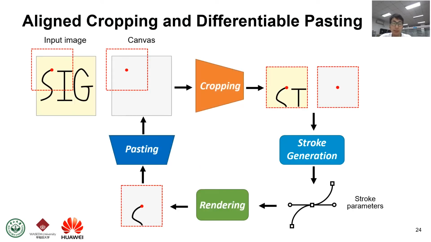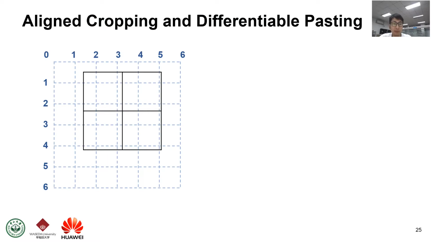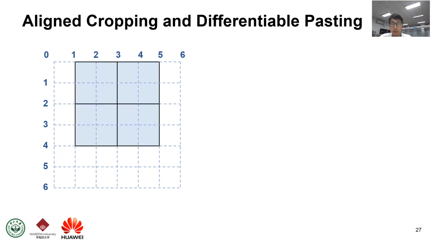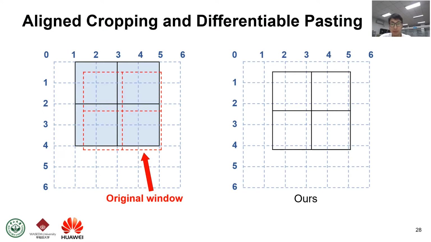The dynamic window mechanism depends on the cropping and pasting phases. In these two operations, one challenge is that the position and window size are floating numbers instead of discrete values. A straightforward solution is to use quantization, but this leads to misalignment, and the conversion from floating number to integer number causes non-differentiability. To avoid misalignment and discretization and allow for gradient propagation, we propose aligned cropping and differentiable pasting. The main idea is to use bilinear image interpolation.